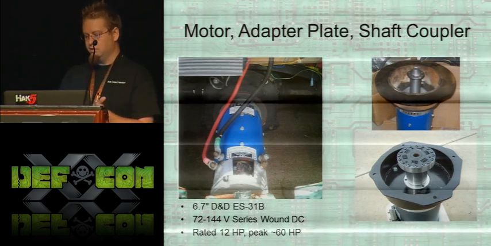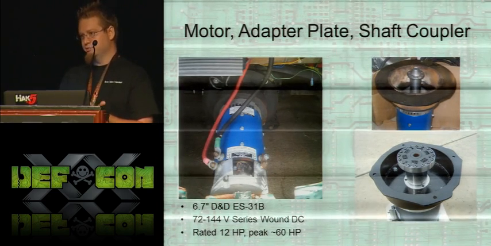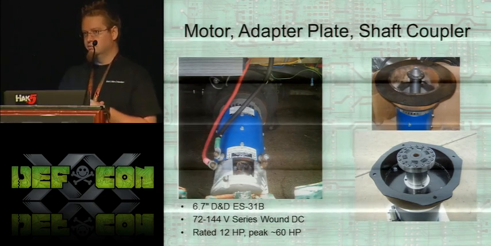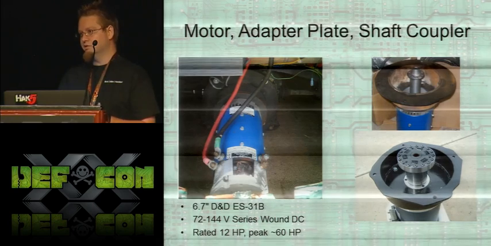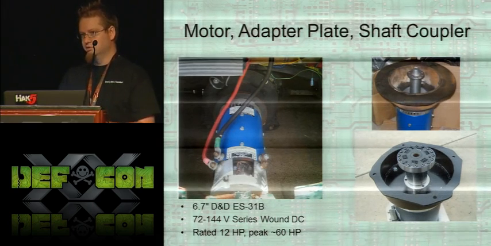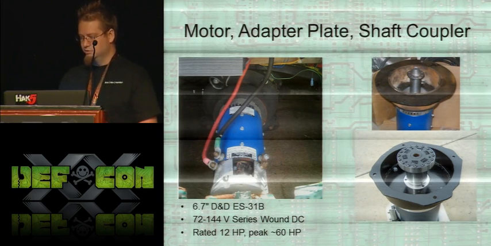So your motor, adapter plate, and shaft coupler: you have to connect your motor to your transmission somehow. For something like a Volkswagen Beetle, it's really easy. There's only 4 bolts that connect your transmission to your engine. So you just have to get those bolts off and then hook up the new ones.